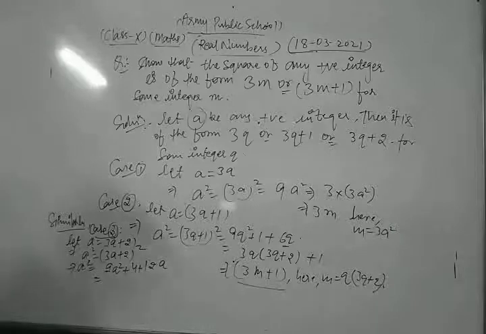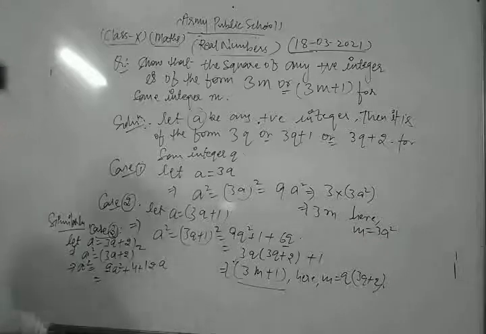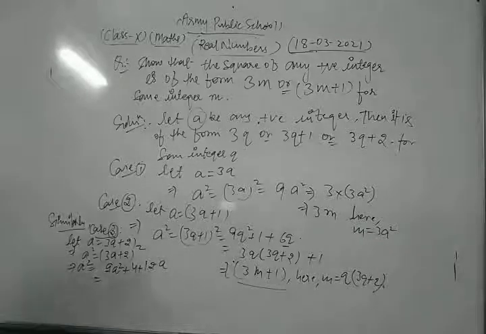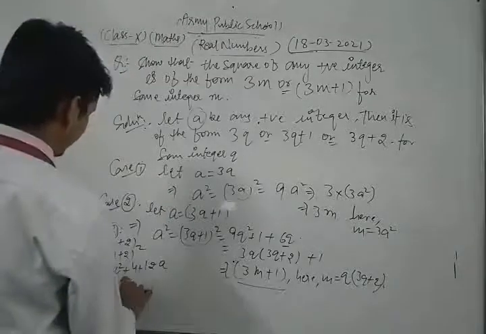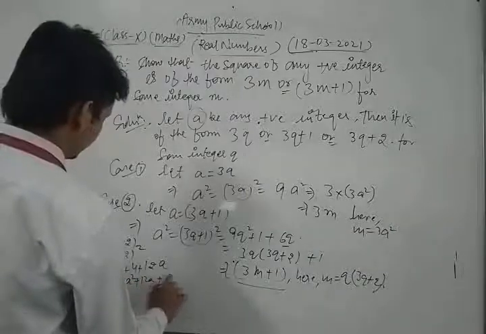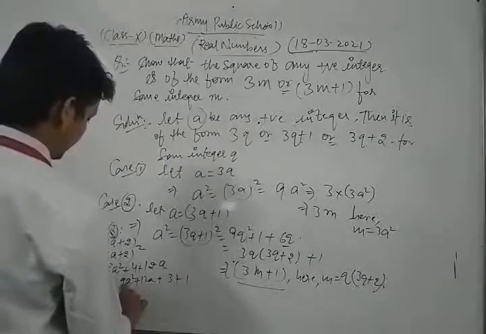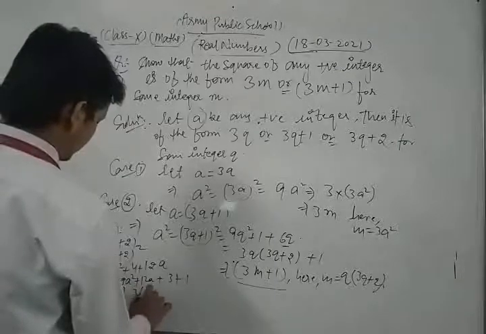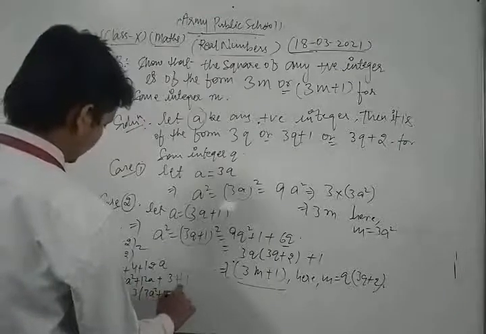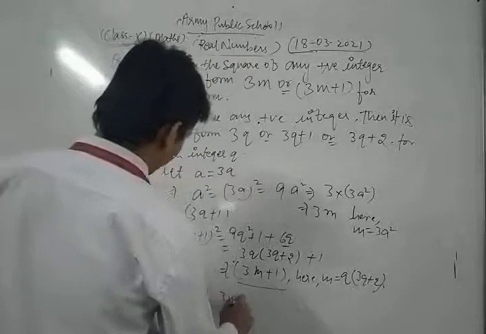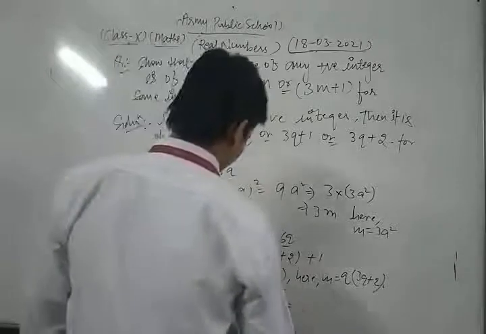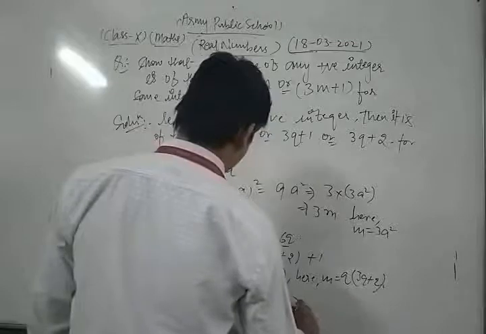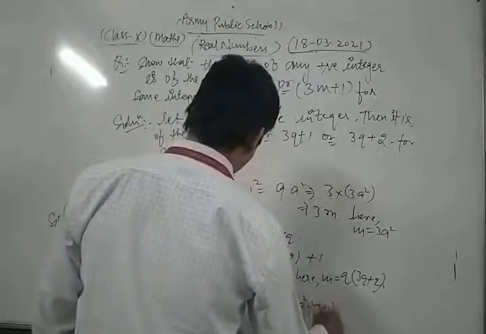Here 9q square plus 12q. Now just here we write 4 as 3 plus 1. So we get 9q square plus 12q plus 3 plus 1. Thus we take 3 as common, so 3 times 3q square plus 4q plus 1, plus 1. So we write it as 3m plus 1 here, where m is equal to 3q square plus 4q plus 1.